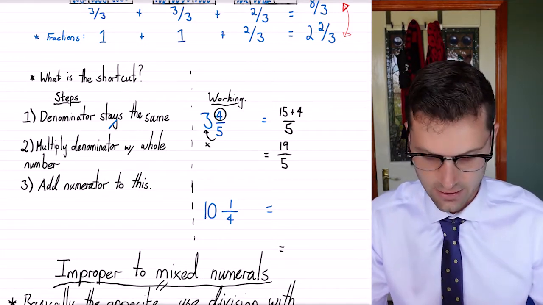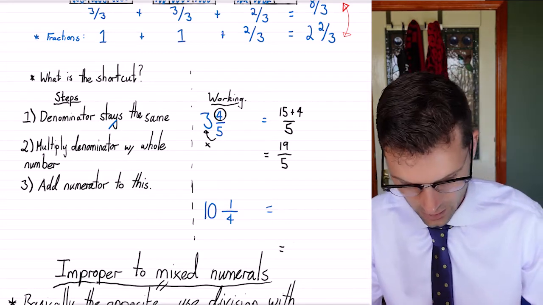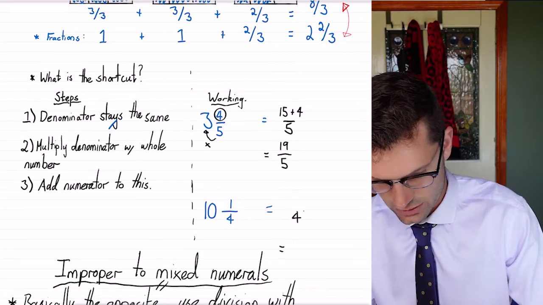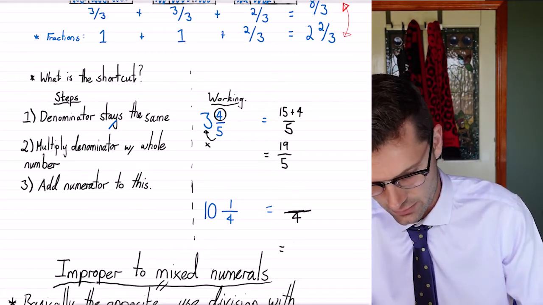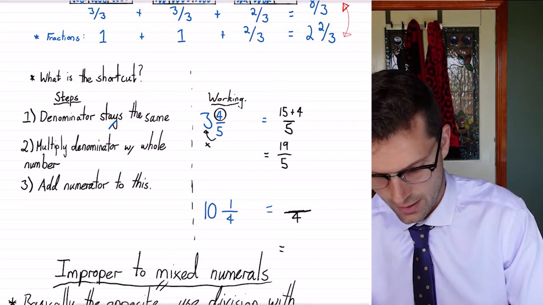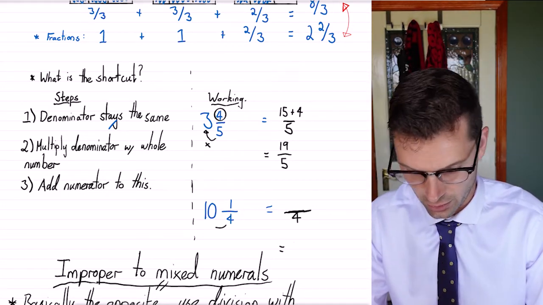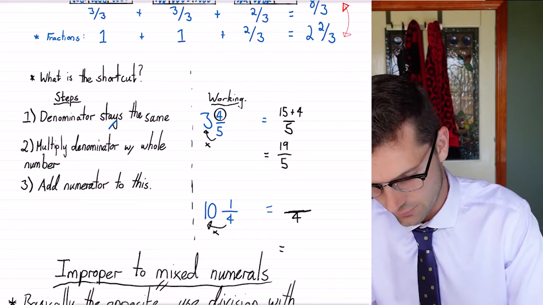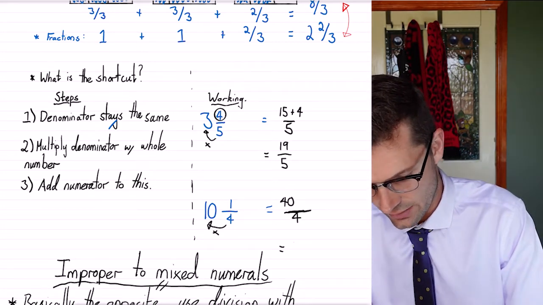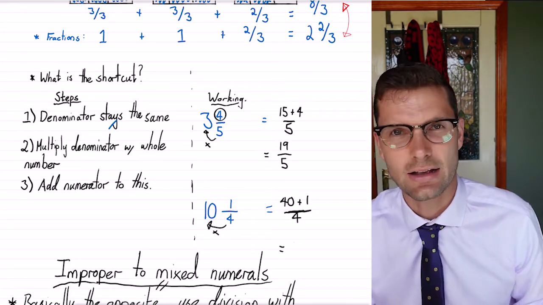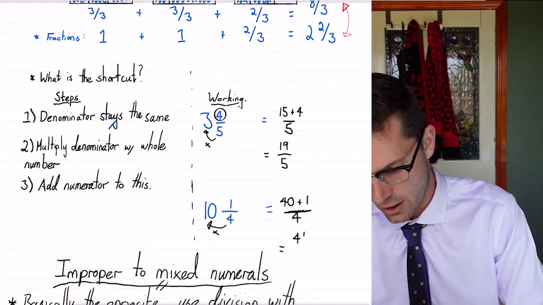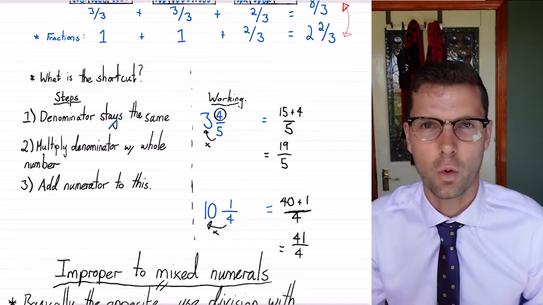Okay, we're going to see that in another example. So this 10 and 1/4, right? The 4 down the bottom does not change, right? So that's my first step done. Then I multiply that 4 with the 10, so I've got 40 up the top, and then I add on the last numerator. So my final answer is 41 over 4.